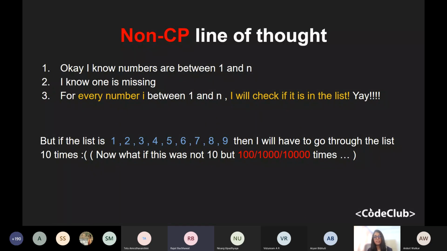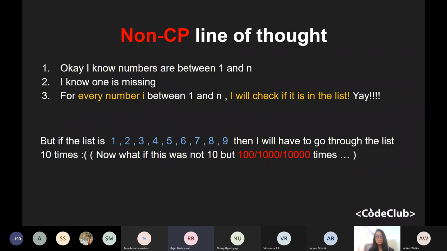However, this approach can have a lot of problems when your list is very big. Suppose n is equal to 10 and 10 is the number missing. Then you'll have to go through the list for 1, 2, 3, and so on till 9. Now, if it does not happen with 10, but with something like 1,000, then for 1 to 999, you'll have to go through the entire list of 999 numbers again and again, right? So this will be a very long approach. Exactly, the time complexity someone mentioned will be very high.